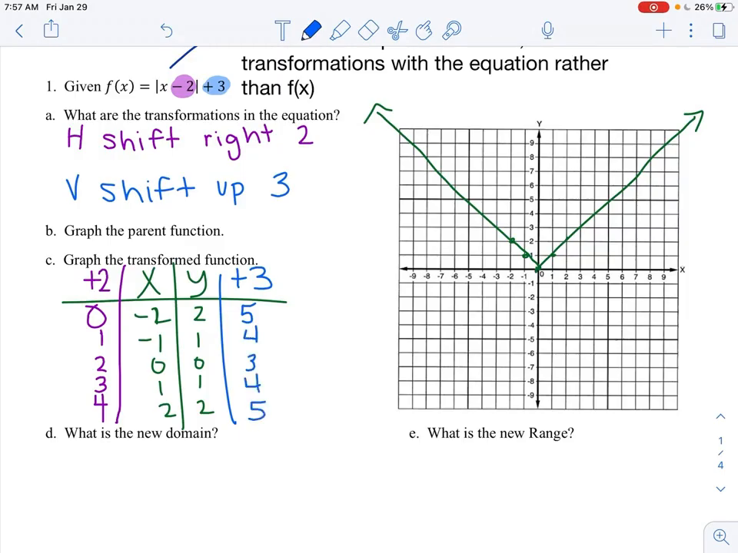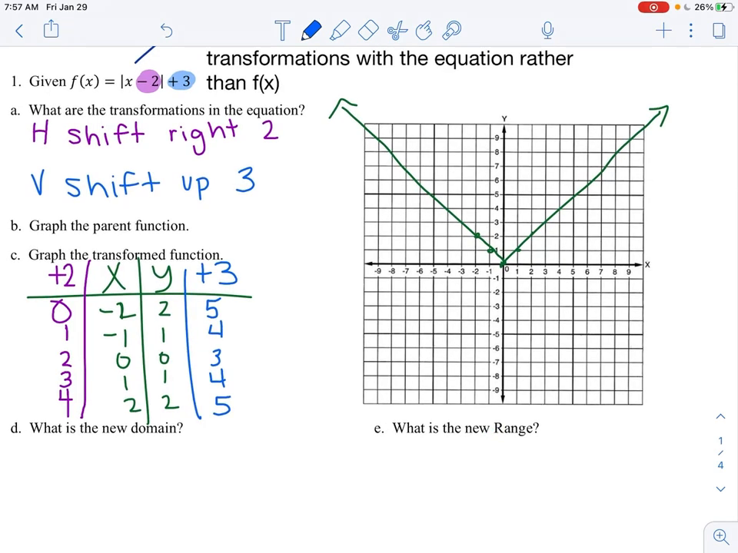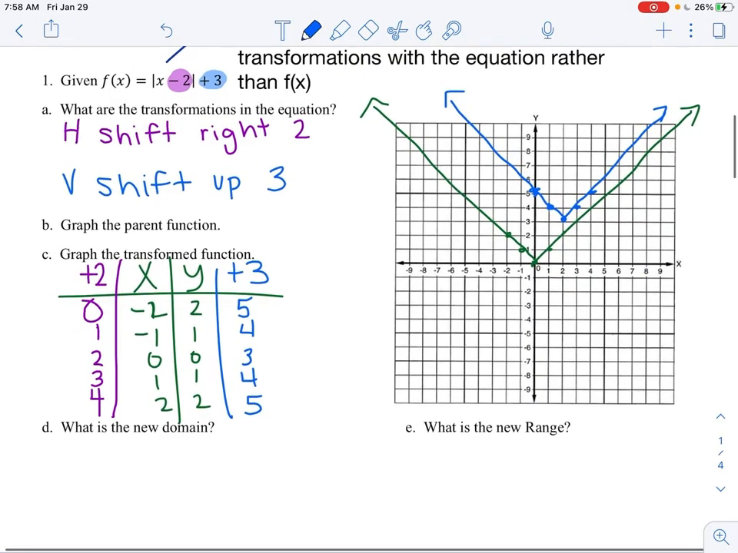Oh, nice. So we can graph these. So we got 0, 5, 1, 4, 2, 3, 3, 4, and 4, 5. So there, wow, that's a really bad one, is our graph. I'm going to write new next to it so that way we can tell which one it is.